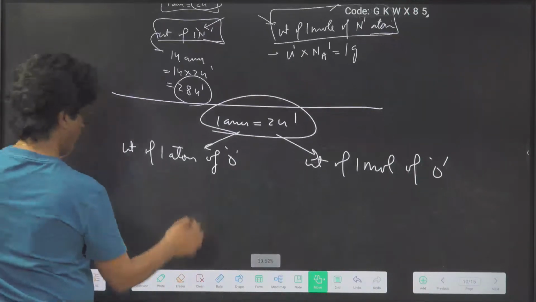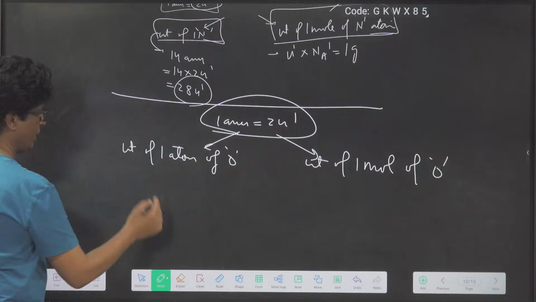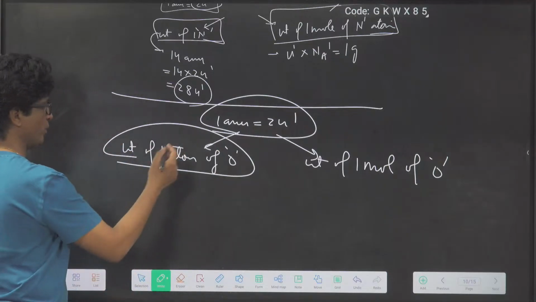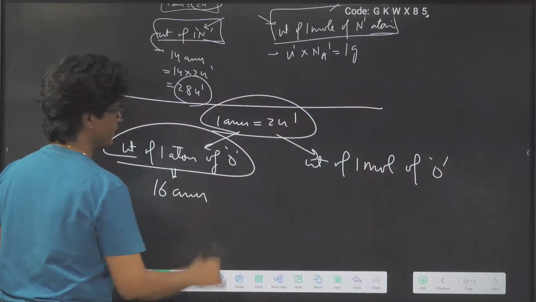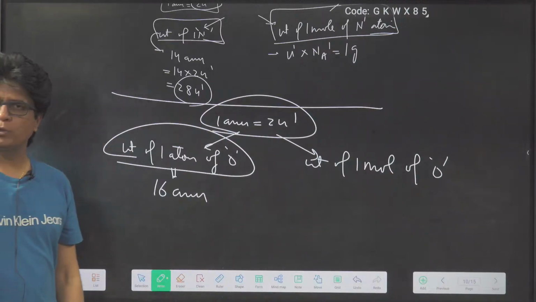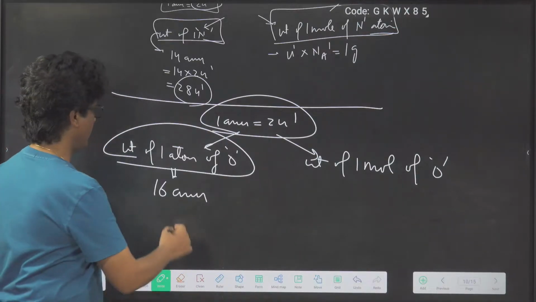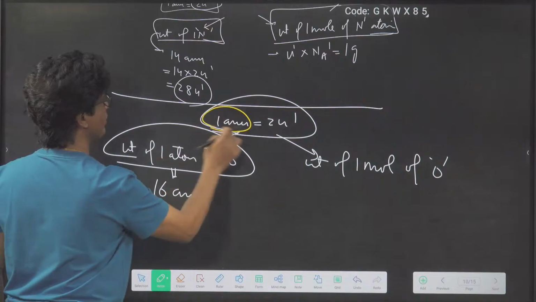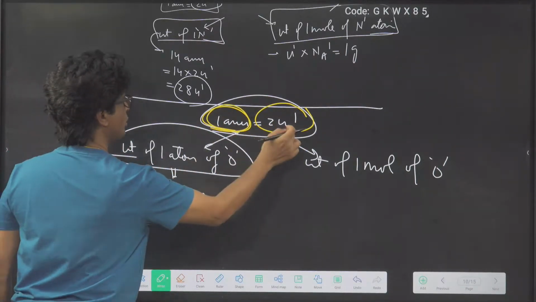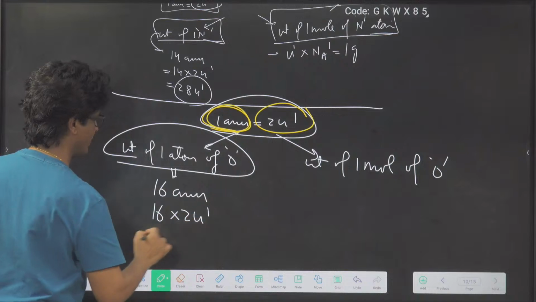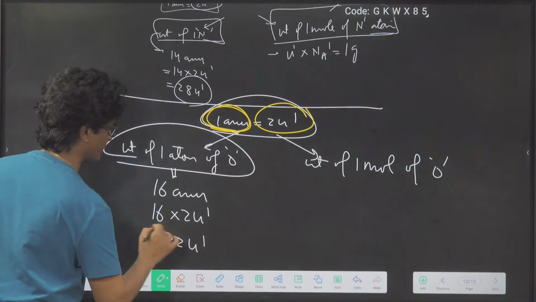The oxygen atom, we all know, in the original unit of 1 AMU, is 16 AMU. 8 protons and 8 neutrons. And in this new unit, when 1 AMU is equal to 2 U dash, 16 times 2 U dash equals 32 U dash.